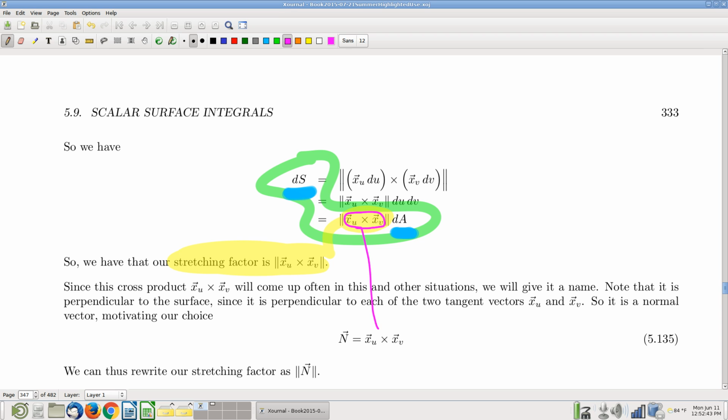The thing whose magnitude is the stretching factor ends up being important in other contexts. Not to mention, it's convenient in this context to be able to write it a little bit more succinctly than this whole cross product formula. So capital N is the name that we give to it. Okay, so the magnitude of capital N is our stretching factor.